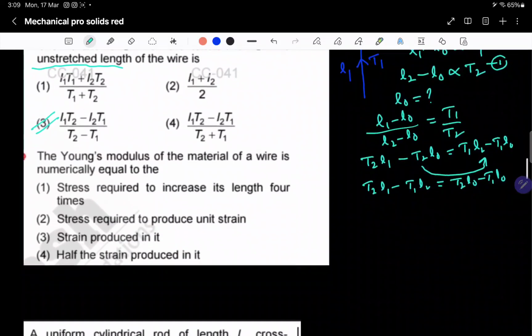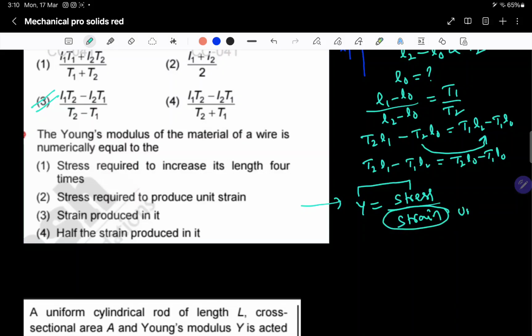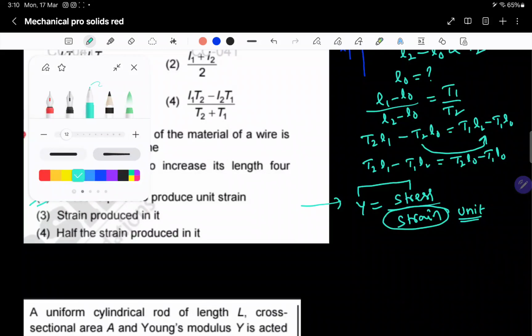Okay, important. Next, the Young's modulus of the material of the wire is numerically equal to. See how many questions, students? Same model questions only. Young's modulus Y equals stress by strain. Young's modulus is numerically equal to stress when, students? Strain equals 1 unit. So if strain is 1 unit, Young's modulus is numerically equal to stress. Just a definition: stress required to produce unit strain. The second option is correct, students. Okay, important.